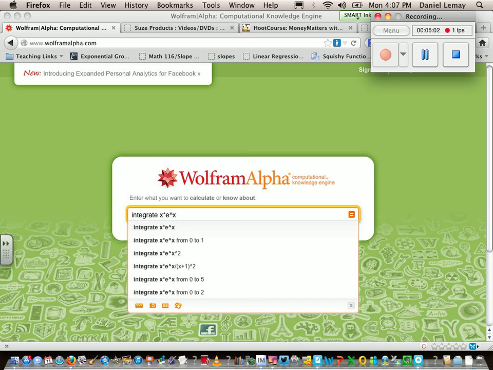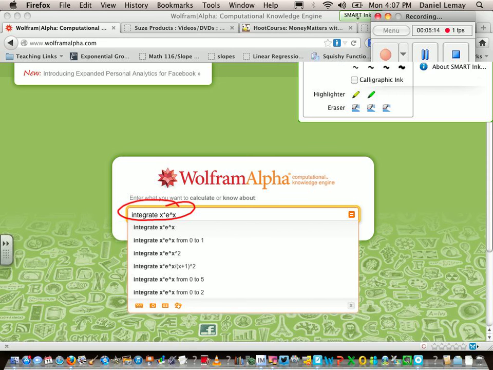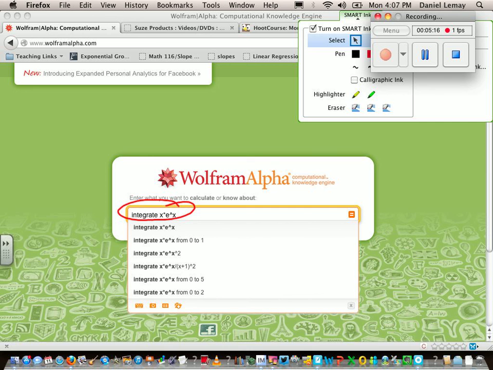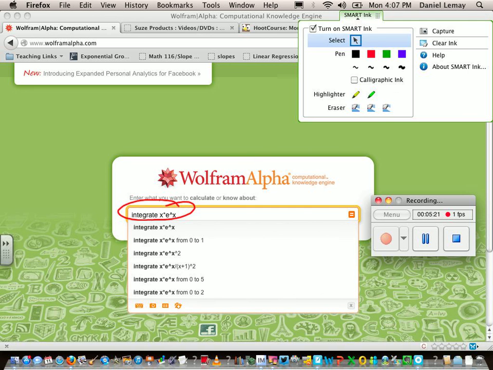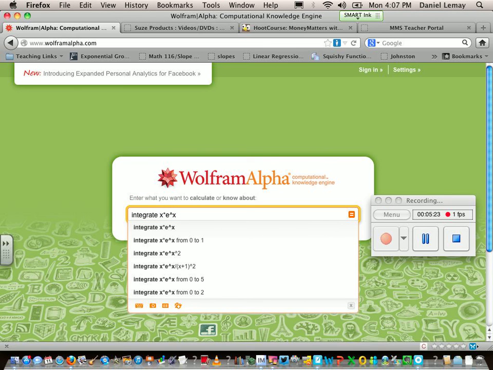But what I'm doing here is integrating. I just typed in integrate x e to the x, and of course it gives me a bunch of choices. Try to clear that. Okay. So if you just integrate that, let it do its thing.